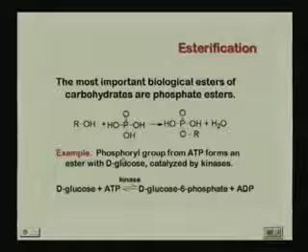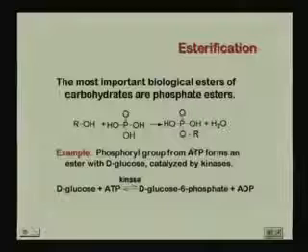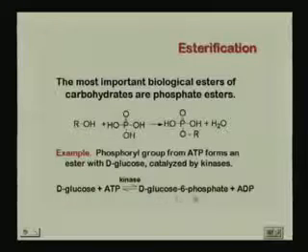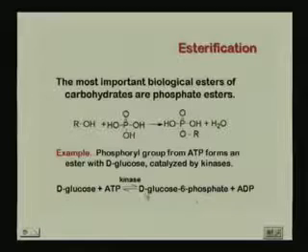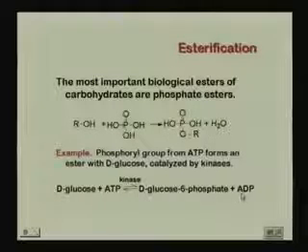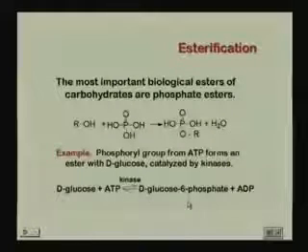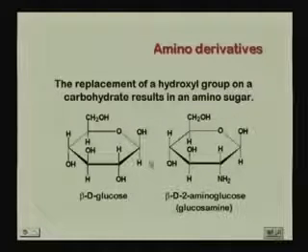When we look at a biological system, the formation of a biological ester, then the phosphoryl group from ATP, the structure of which we are going to study in a bit of detail when we get to it, the ATP will form an ester with D-glucose, forming glucose 6-phosphate, which is the first step in the breakdown of glucose. Okay? So, we have glucose 6-phosphate and adenosine diphosphate, because it has lost one phosphate to the glucose. Okay? So, this is one sort of reaction we have, and these are the amine derivatives which we mentioned before.